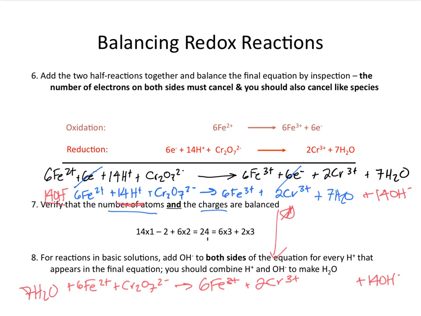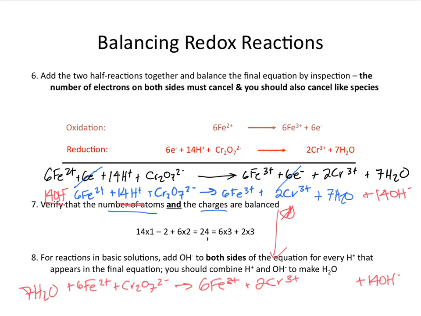So 6 times 2 is 12, minus 2 gives me plus 10. Over here on the right hand side, I have 6 times 3 is 18, plus another 6 is 24, so plus 24. Plus negative 14 gives me plus 10 on the right hand side. So I have now balanced this equation in basic conditions.